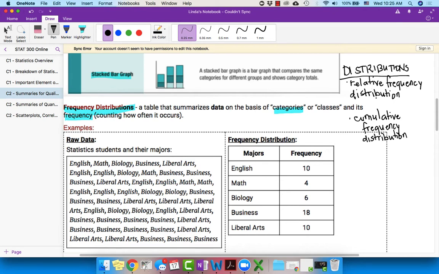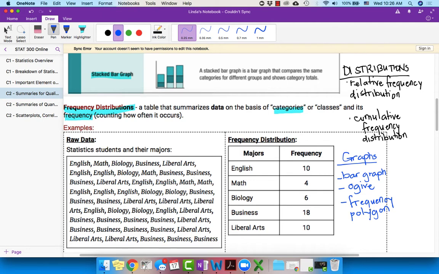The graph of a qualitative frequency distribution is called a bar graph. The graph of a cumulative frequency distribution is called an ogive. Another kind of graph similar to the bar graph is called a frequency polygon, where instead of using bars, we use points. And then there are many more.